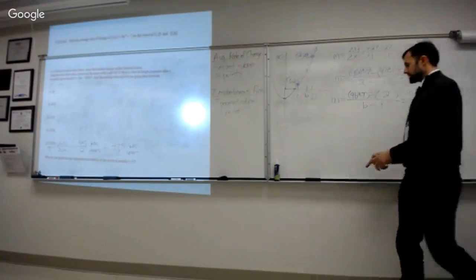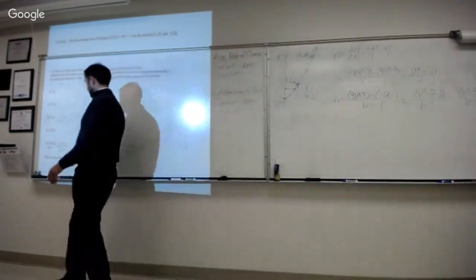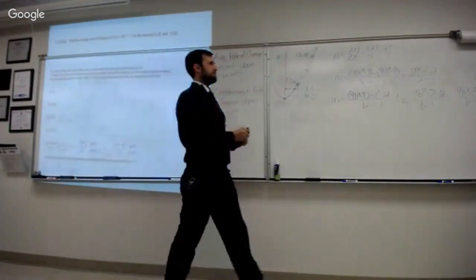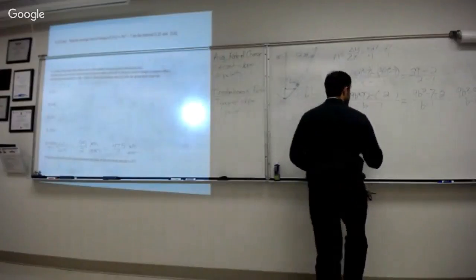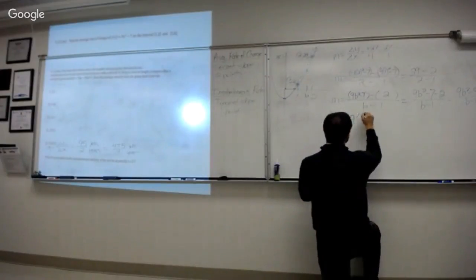What can we do to 9b squared minus 9 in terms of simplifying? Take out b. You can take out a 9. Right? Can't we take out a 9? Yeah. So 9 outside of b squared minus 1, all over b minus 1.